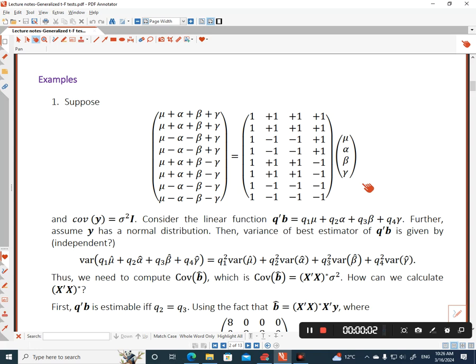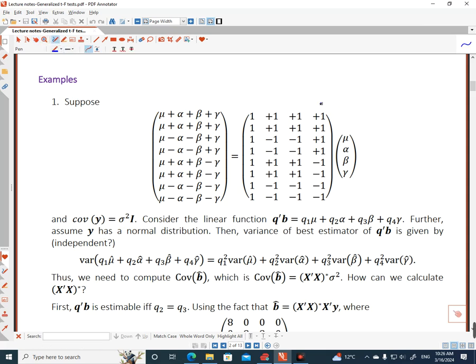Okay, now we consider two examples to understand hypothesis testing and confidence interval for the generalized t-distribution. Suppose that you are provided with such a problem that y has a normal distribution with this mean and the covariance sigma square identity. Indeed, this is actually the design.